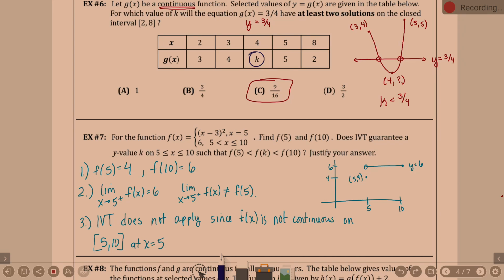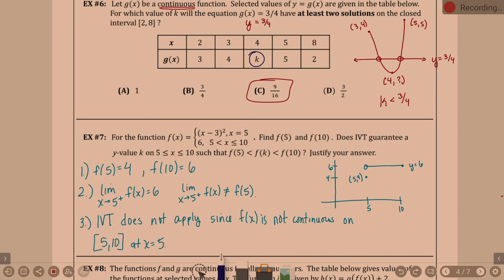Okay, so this one, having seen it written out, might not be the best one for this. We want to know what k value is going to guarantee that there's two solutions at 3/4. Remember, g of x equals 3/4, that's y equals 3/4, a horizontal line, right? At least that's the vision that my brain does. So we want between the point 3,4, here's my kind of visual, and the point 5,5, I need this continuous graph to cross 3/4 twice.